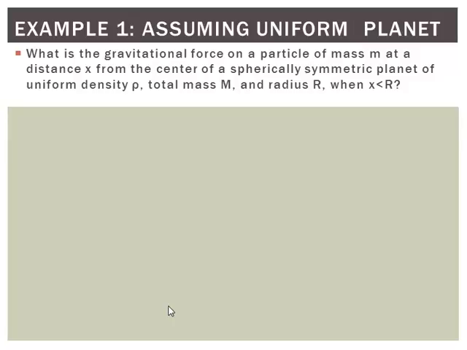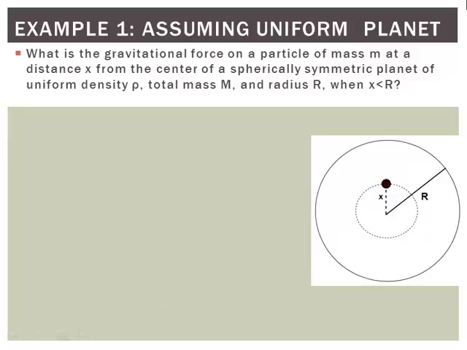So first, let's visualize this. So this circle is our planet. This little circle represents the effective mass acting on the particle. And here is our particle, and it's a distance x, which is less than R, from the Earth's center.